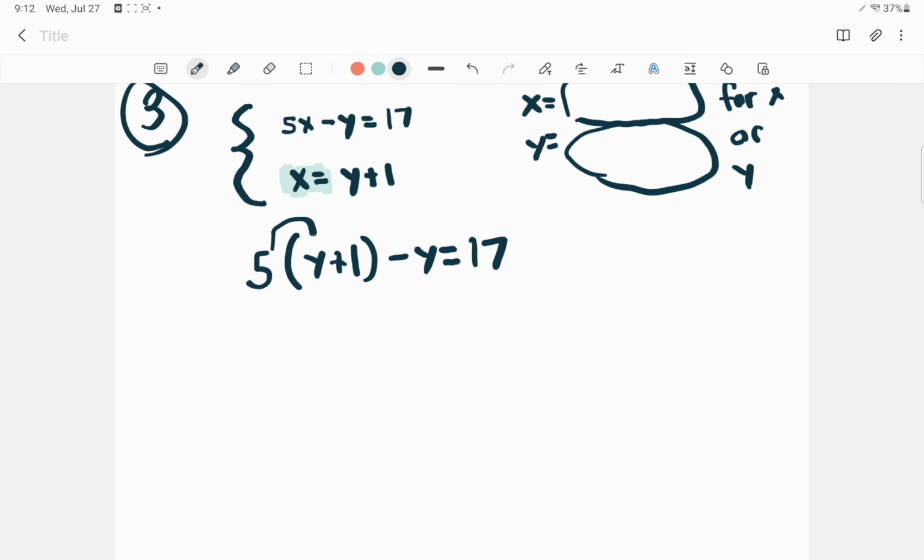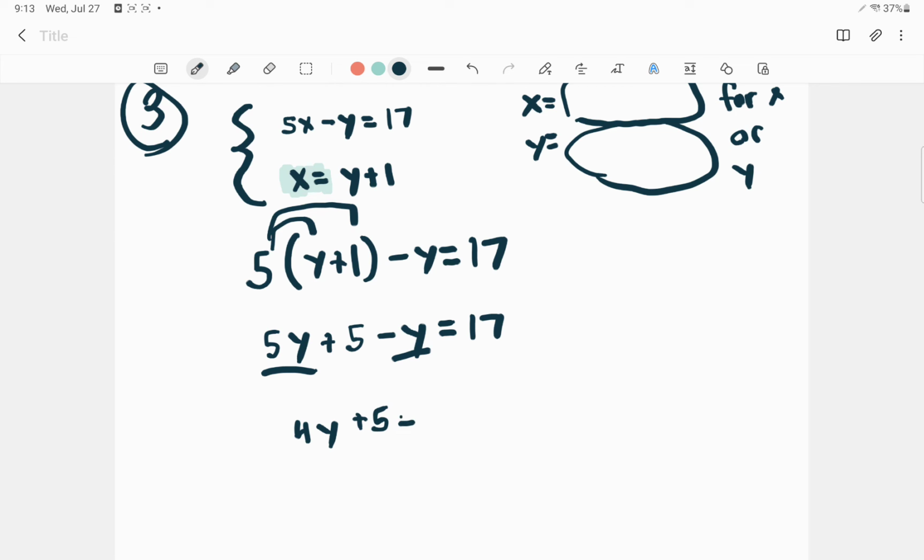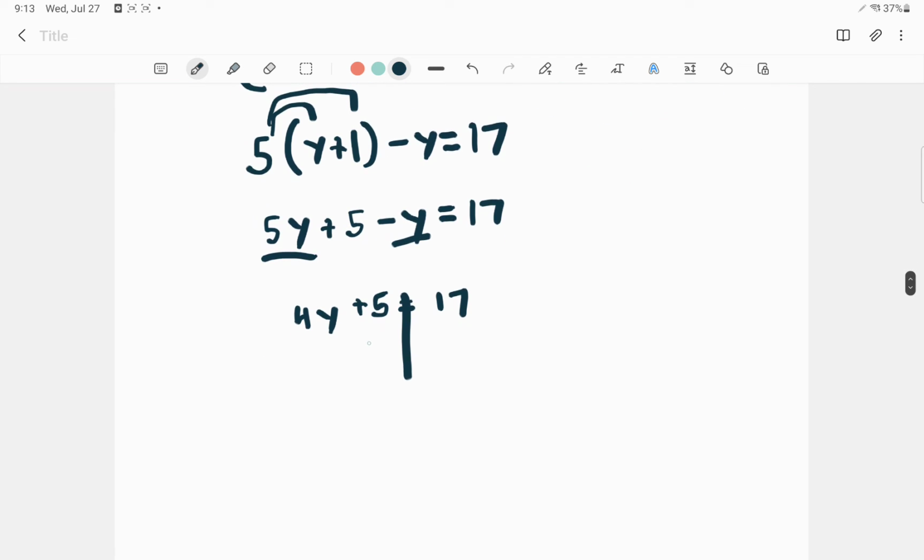At this point, I would distribute the 5, which would give me 5y plus 5 minus y equals 17. Now, whenever you're at this point, you're going to have to combine like terms. I have this y and this y together. What's 5 minus 1? It's 4. So I'm going to end up with 4y plus 5 is equal to 17. At this point, you just have to solve for y. Easy enough. So I'm going to do minus 5 on both sides.